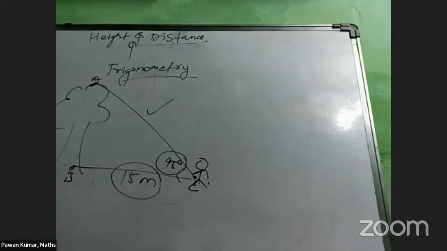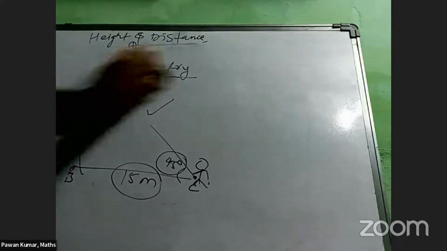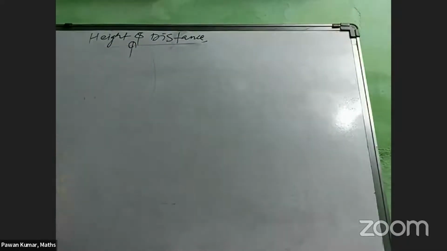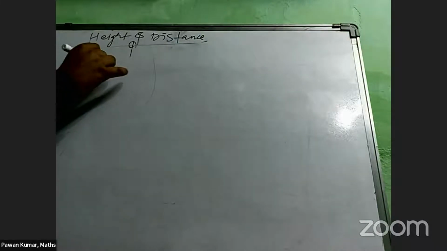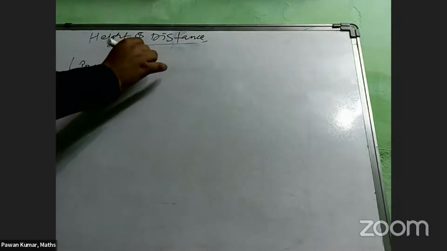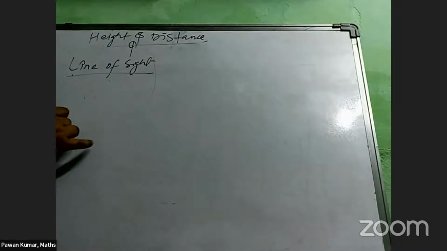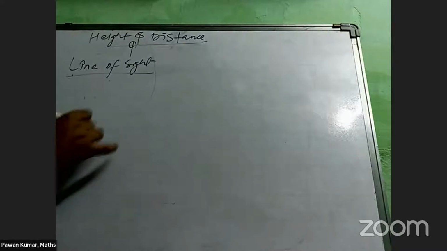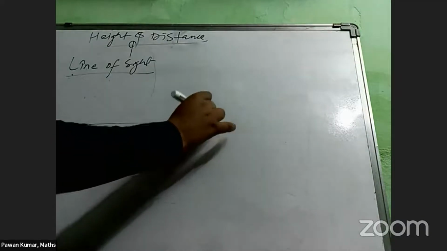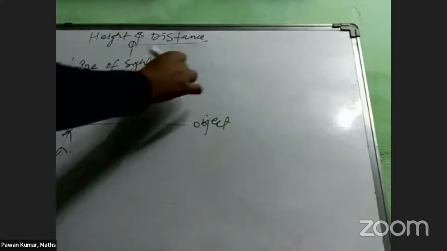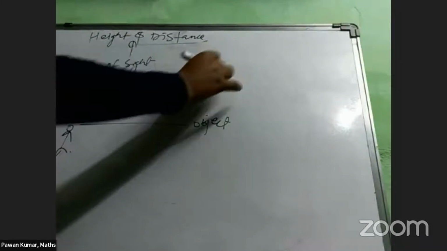So there are some points. If you understand them, we can easily calculate things. The first one is the line of sight. What is a line of sight simply? Line of sight is when some person is observing some object. Whether that object is above or below, it doesn't matter.